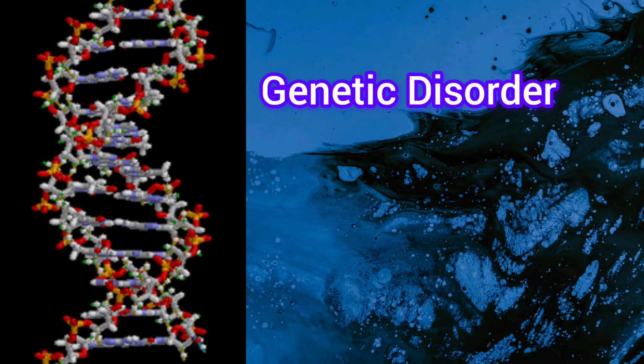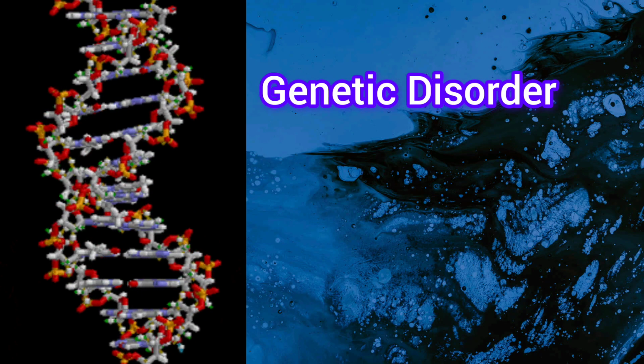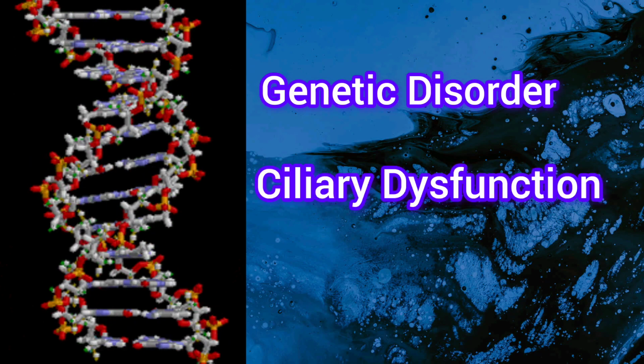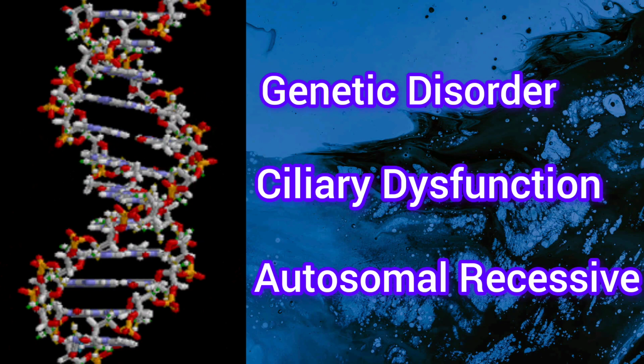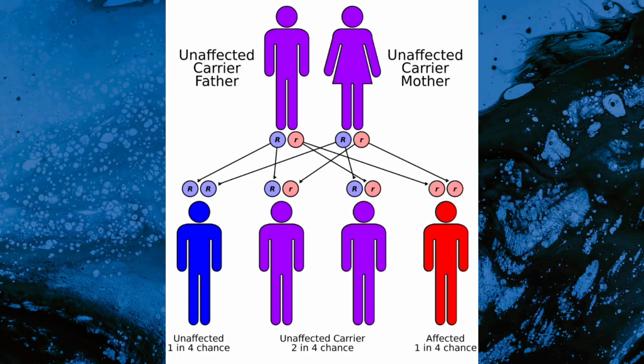It's primarily a genetic disorder involving the genes associated with movements of cilia. So it is a ciliary dysfunction disorder. It's an autosomal recessive disorder. Autosomal recessive disorder means the parents are unaffected but they are carriers. So even if the parents are asymptomatic, they can still transmit the disease to their children.